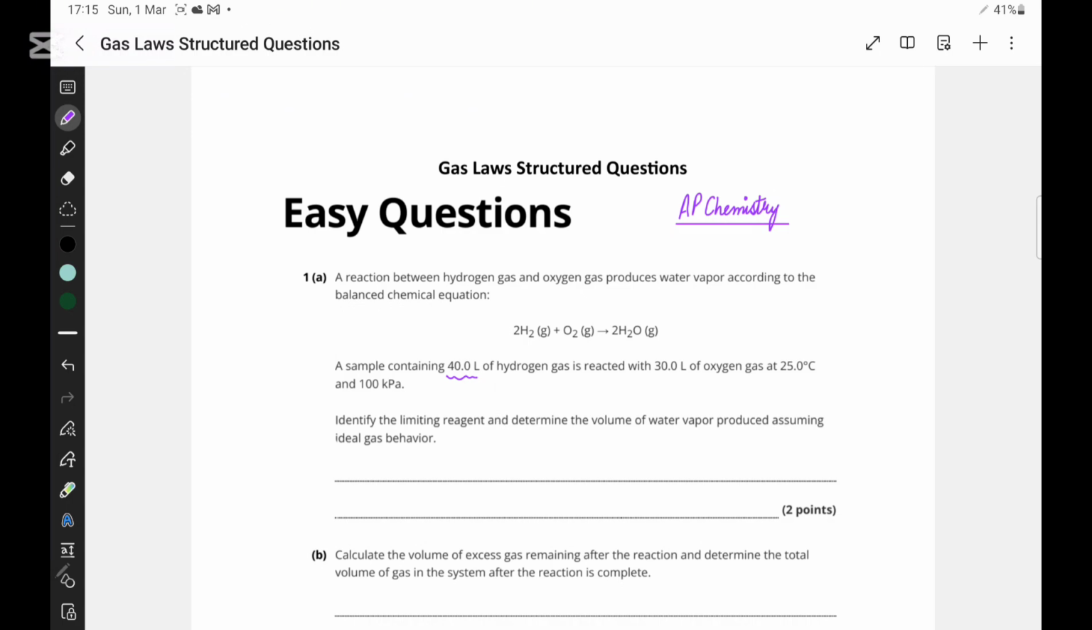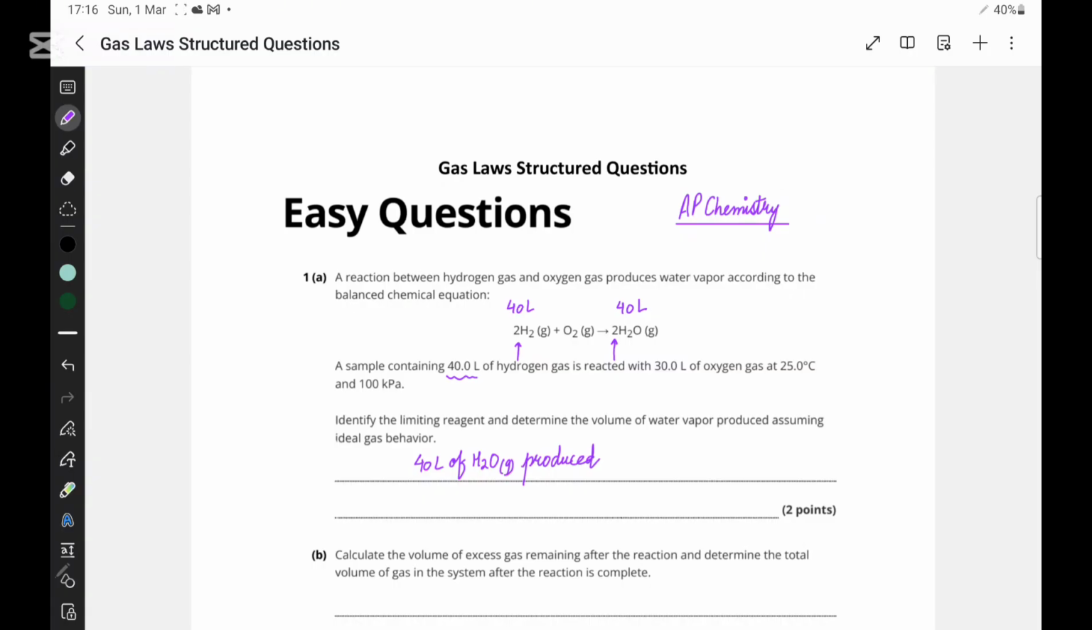First of all, you can see with hydrogen and water there is 2:2. So if this is 2, this is also 2. So if this is going to be 40 liter, the water vapors are also going to be 40 liter. So first of all, we can write 40 liter of water vapors produced. Then we have to find the limiting and excess reactant.